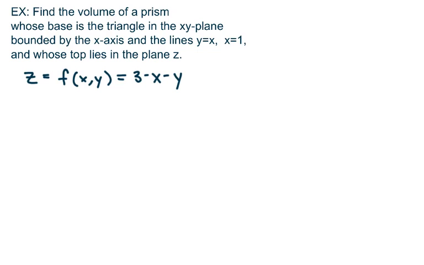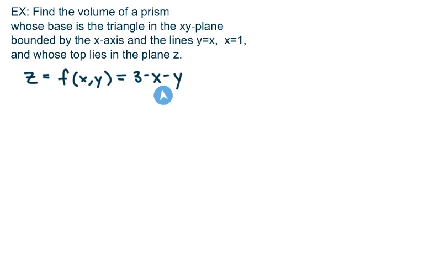For this example, we're going to find the volume of a prism. This prism is created by having a triangular base in the xy plane. So the bounds in the xy plane are the x-axis, the line y equals x, the identity, as well as the line x equals 1. The top of this triangular prism is created by the plane 3 minus x minus y.